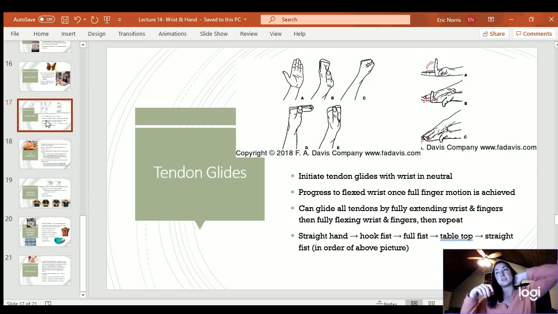So you don't have to hold these. You just kind of go through each position slowly and then go back through every position. And I would say 5 to 10 times that you would repeat each position, probably 5 since there's so many positions. But I would do it every day. And then, you could start out with your wrist in neutral and eventually progress to the flexed wrist. But most of the time I've seen it, they teach it in neutral. So that would be definitely a progression.